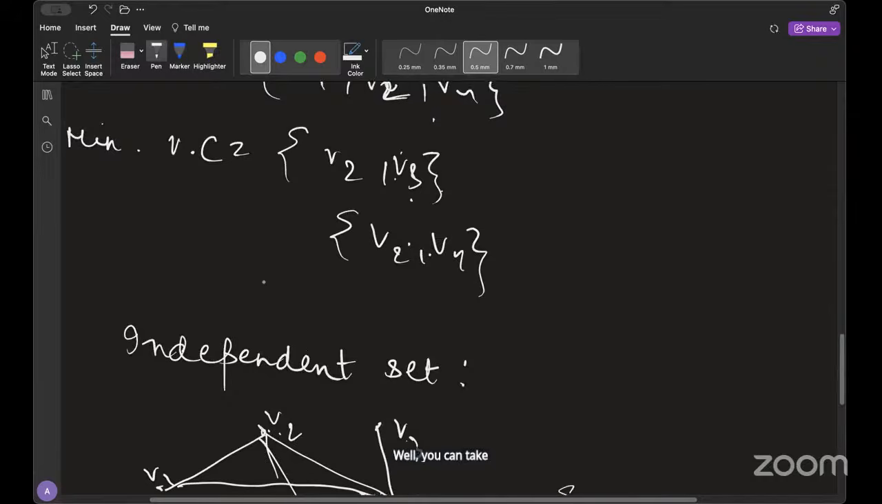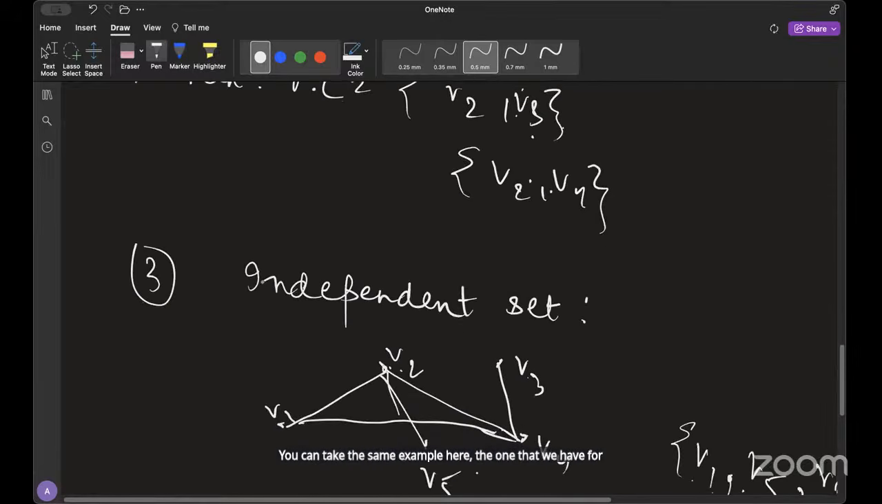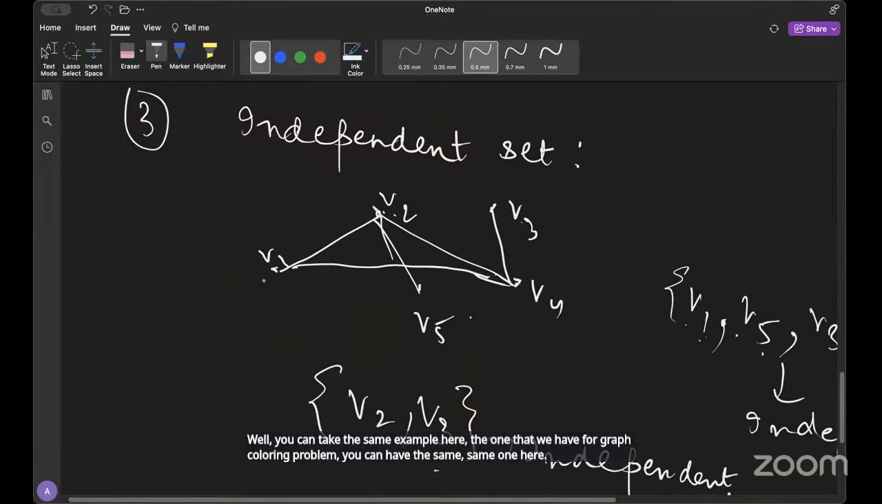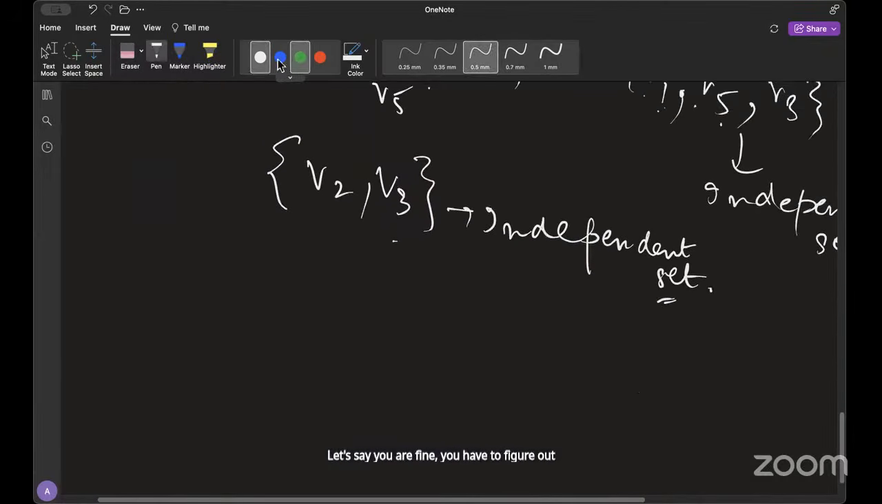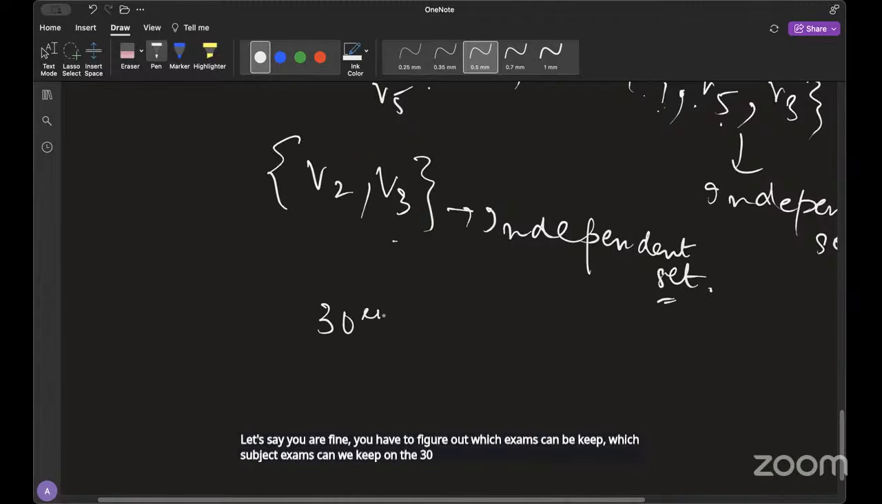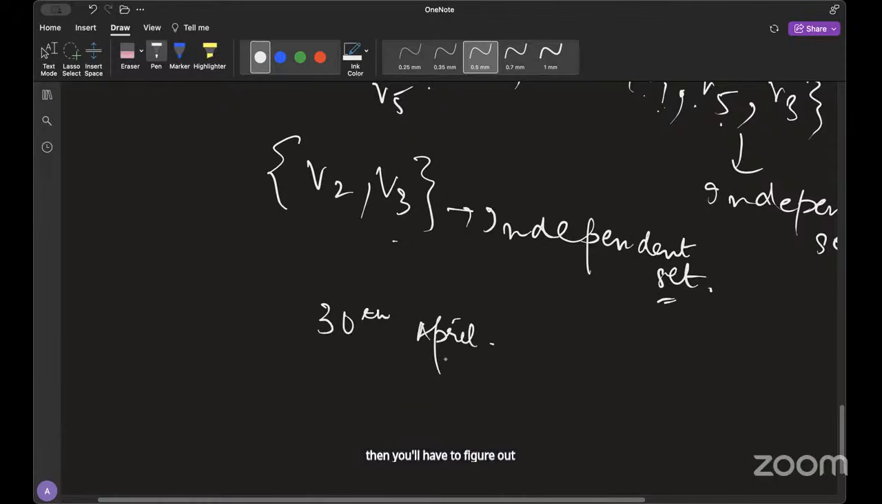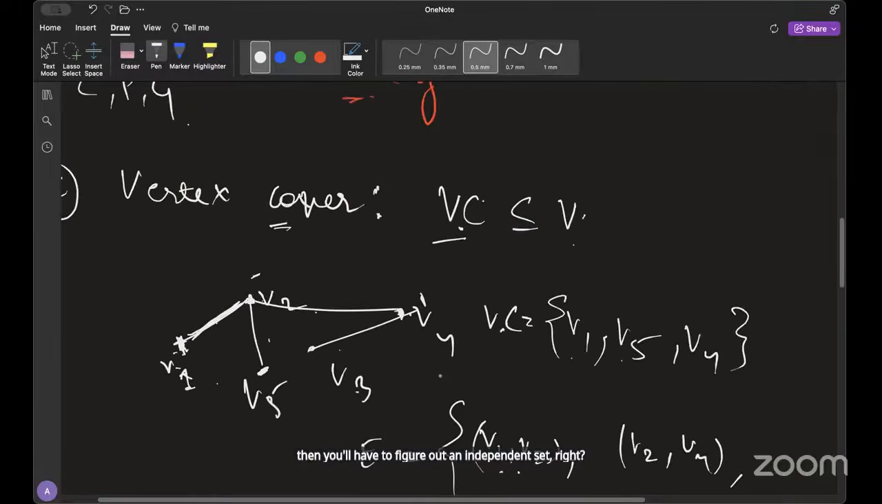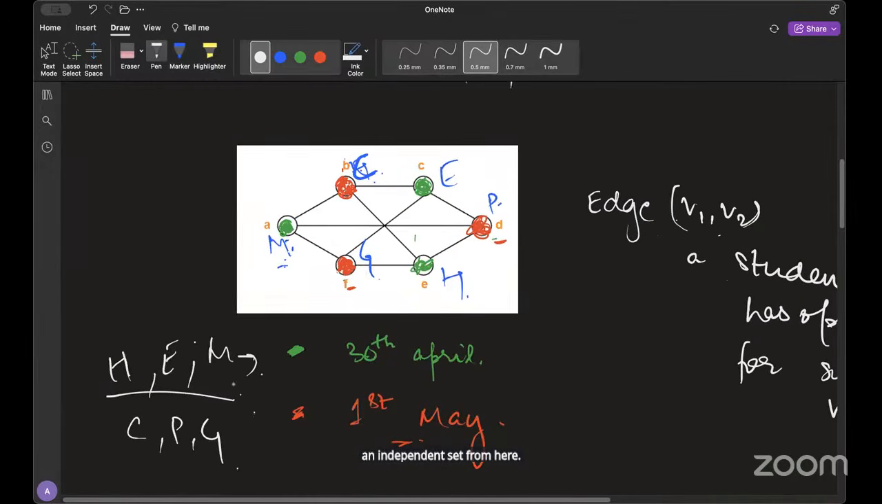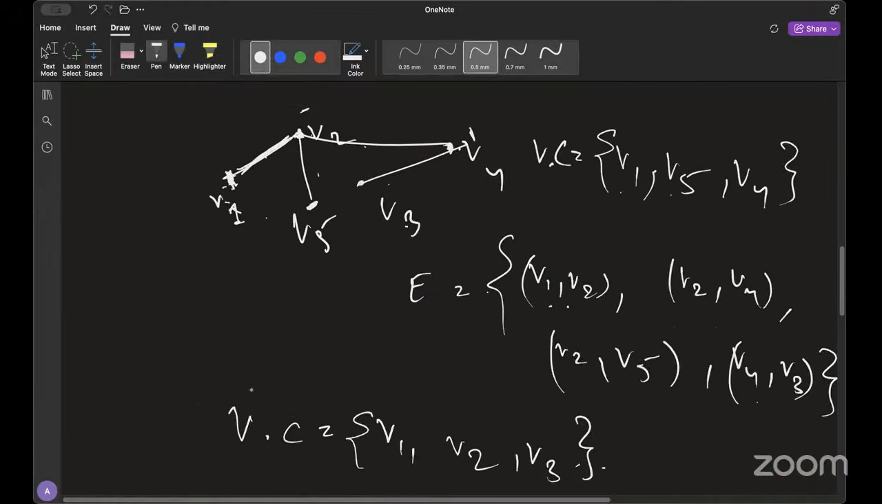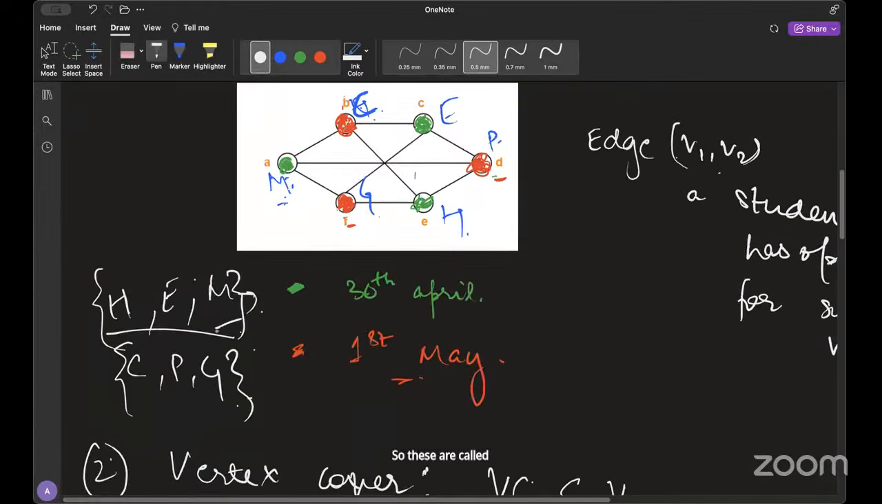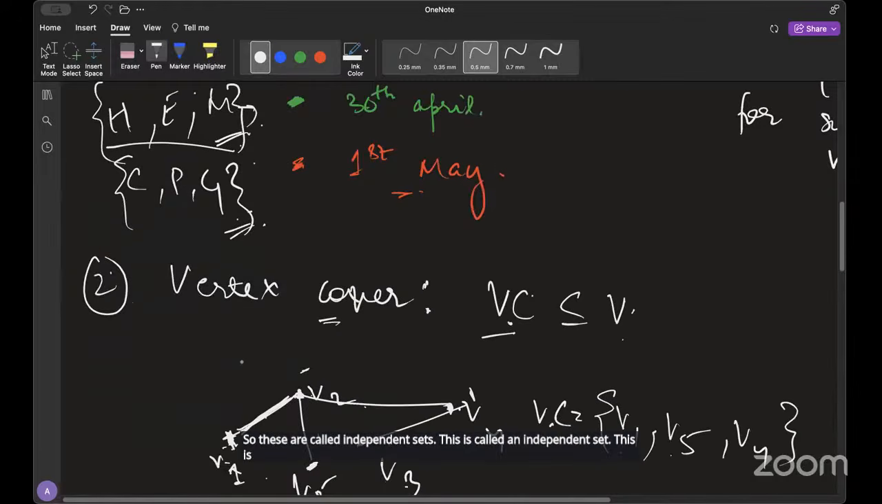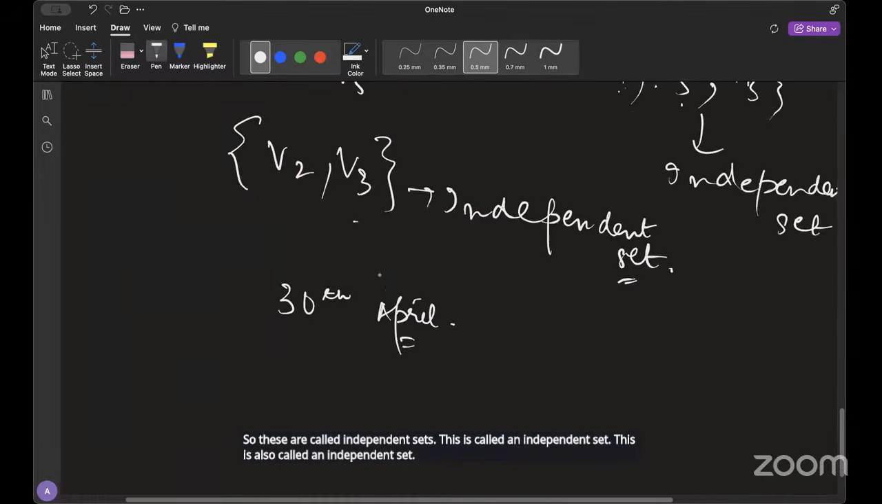And you can take the same example here, the one that we have for the graph coloring problem. Let's say you have to figure out which subject exams we can keep on the 30th April. Then you'll have to figure out an independent set from here. This is an independent set. This set is an independent set. This is another independent set. So these are called independent sets. The same example works here.